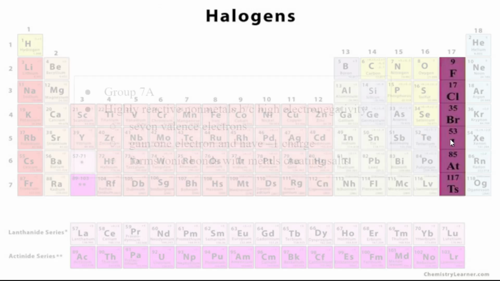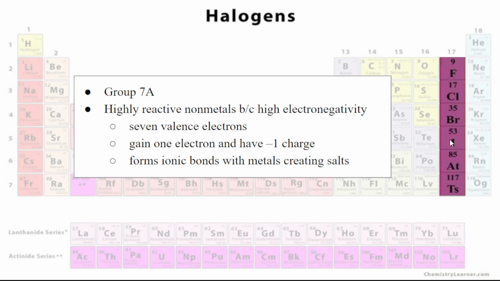The halogens, group 7A. Now they need a full valence shell to be stable just like every other atom, but since they have 7 out of 8 electrons in that valence shell, they'll gain one more electron, which means they have a negative 1 charge, and they form ionic bonds with metals. Now this is highly reactive because it has a high electronegativity, and like I said before, with the number of valence electrons, 7 out of 8, because it is so high, that's why you have such a high electronegativity.